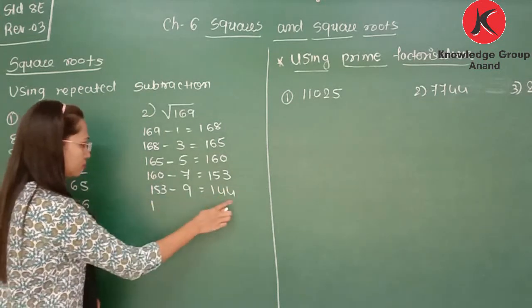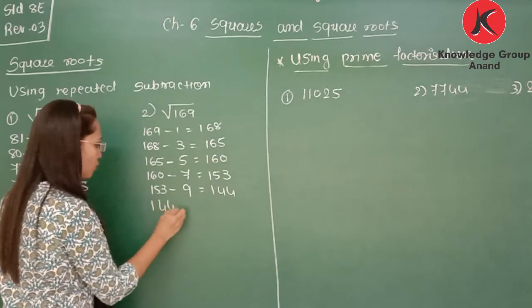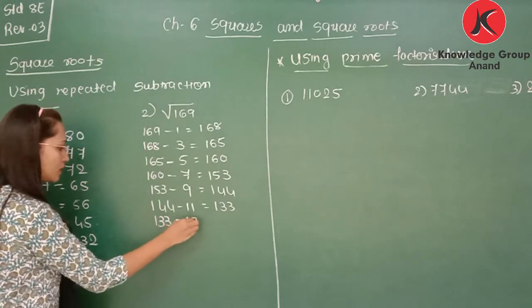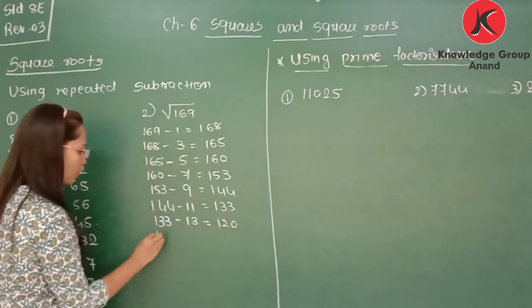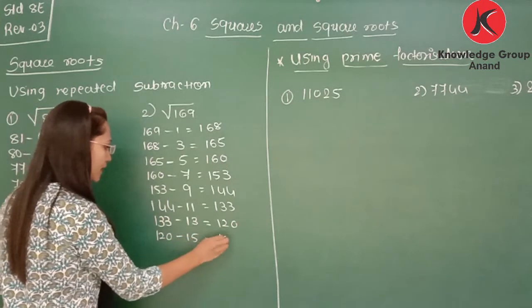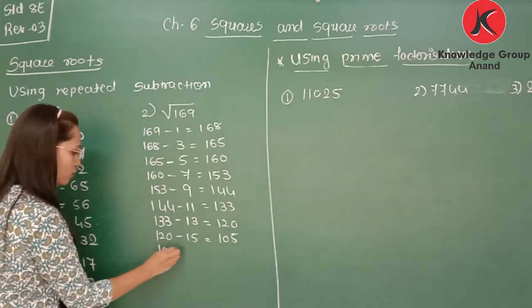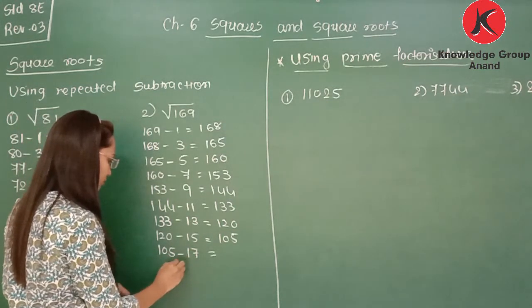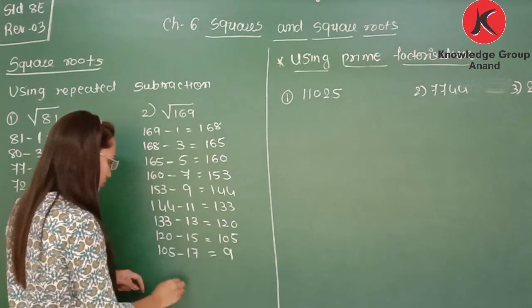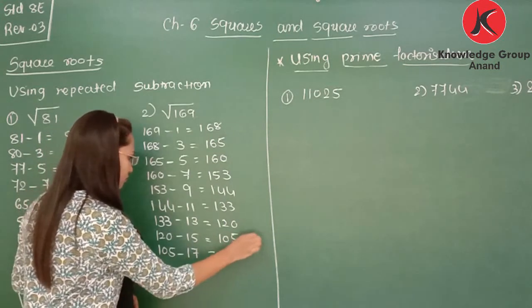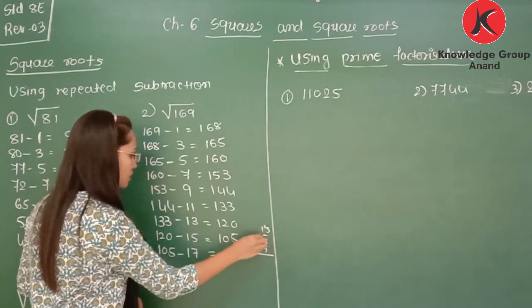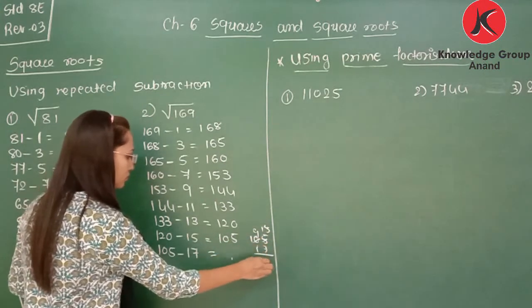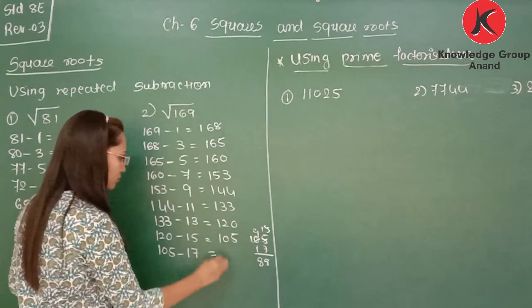144. 144 minus 11 is 133. 133 minus 13 is 120. Now 120 minus 15 is 105. 105 minus 17 is 88.